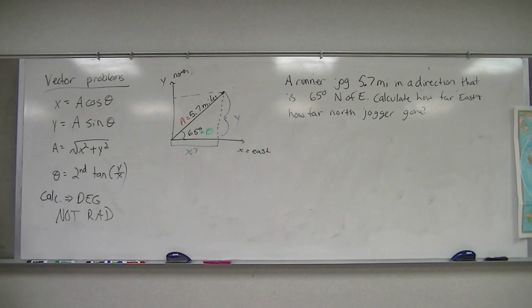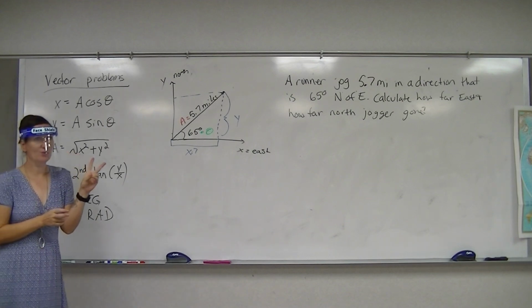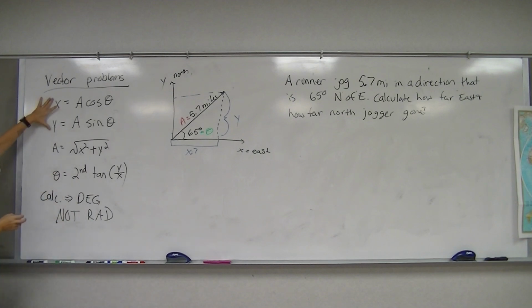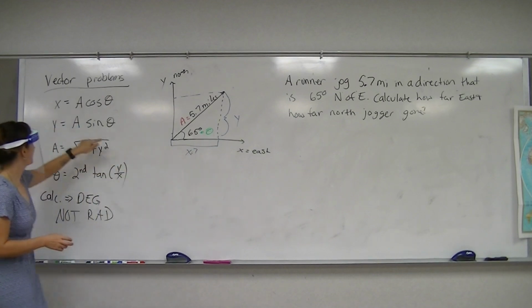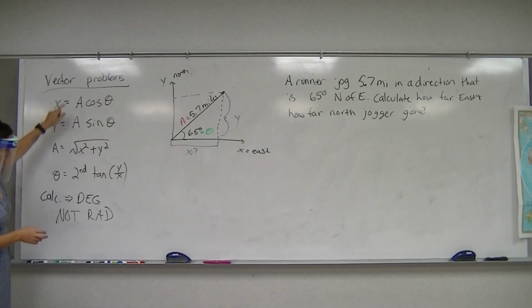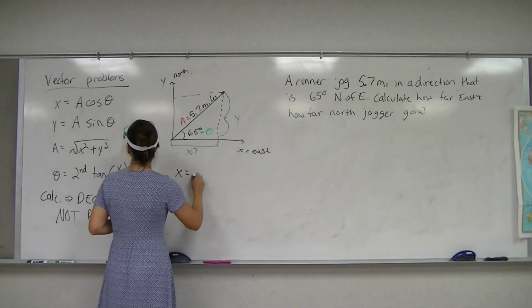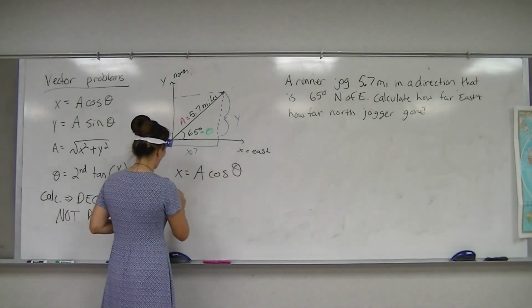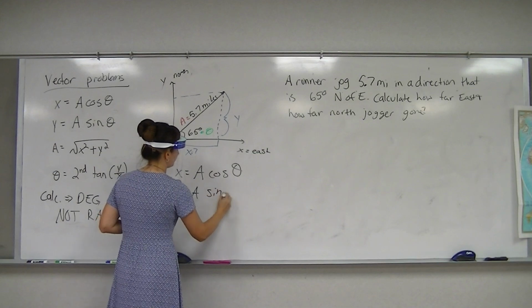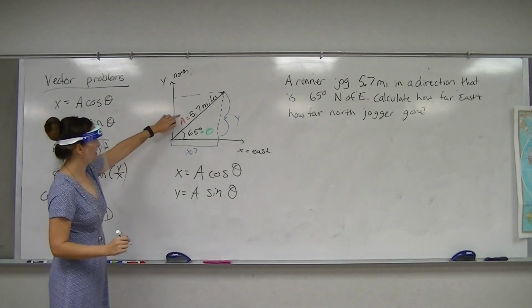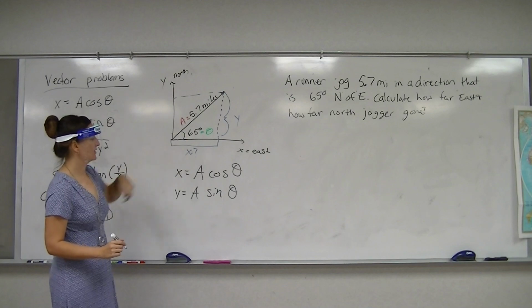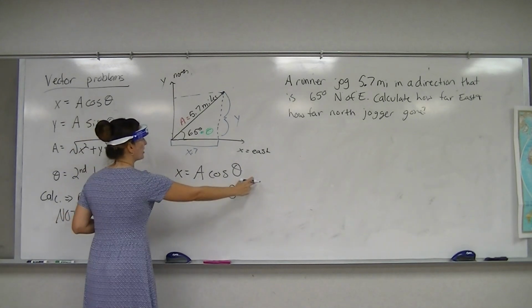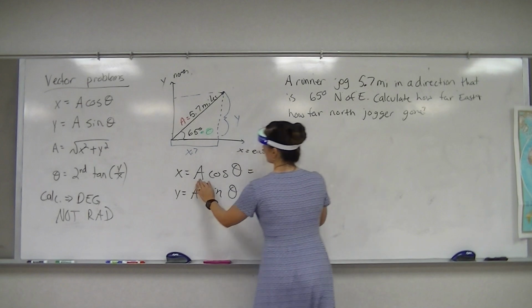When we're solving for these types of problems, you almost always have two unknowns that you have to solve for. So you're either going to be using these two equations to solve for X and Y, or using these two to solve for A and theta. So in this case, we're looking for X and Y, so we're going to use these top two equations. X is equal to A cosine theta, Y is equal to A sine theta. We just said our A is 5.7, our theta is 65. So we're just going to take those values and plug them in. So it's going to look like this.